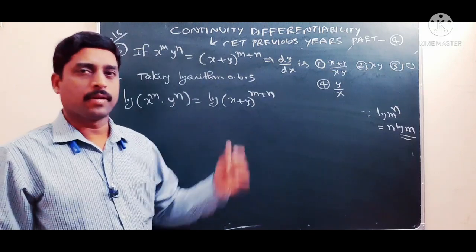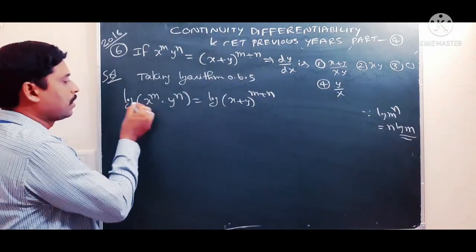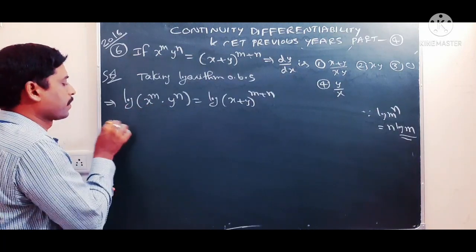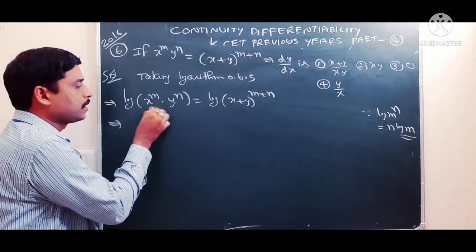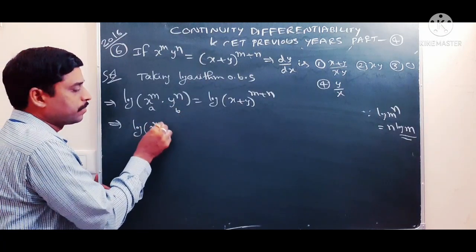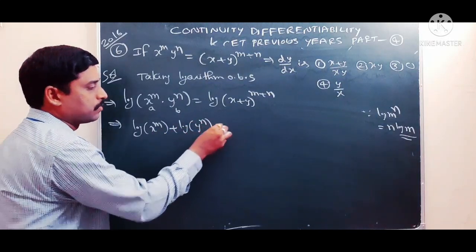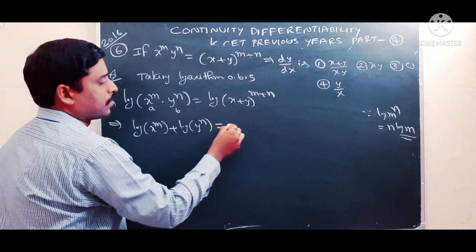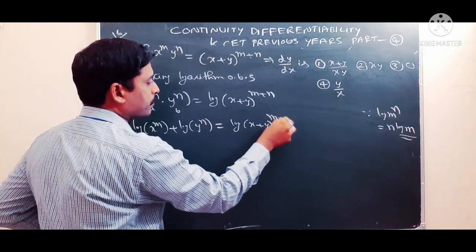So by using that formula, first we have to apply the log AB formula. Log of A into B is equal to log a plus log b. So log of x to the power m plus log of y to the power n. This will be log of (x plus y) to the power m plus n.